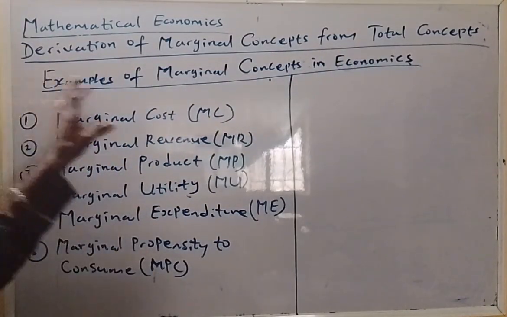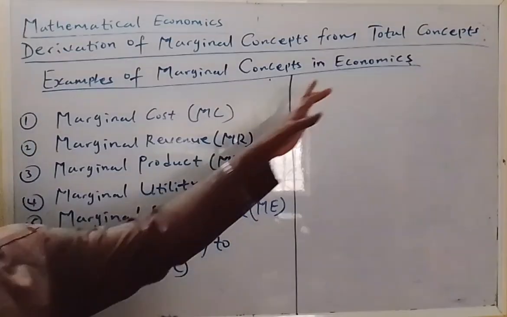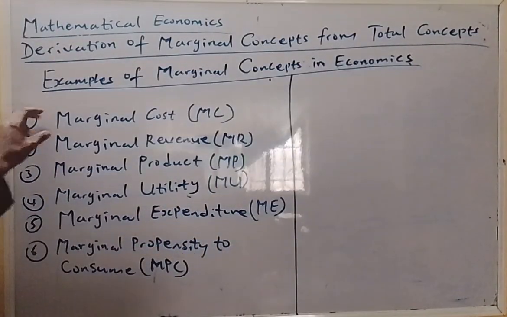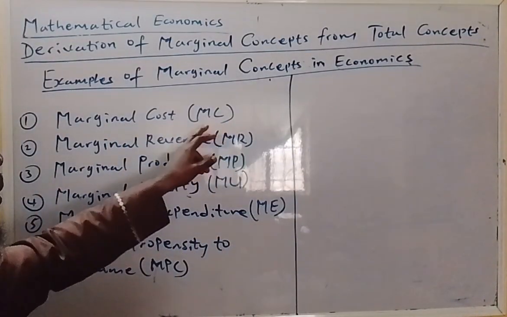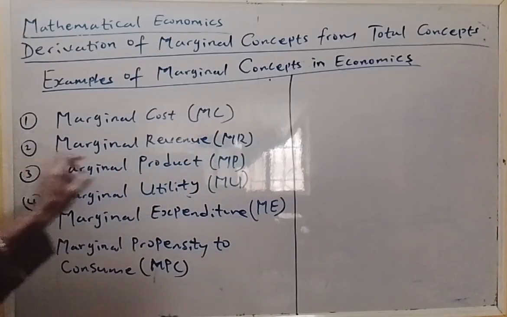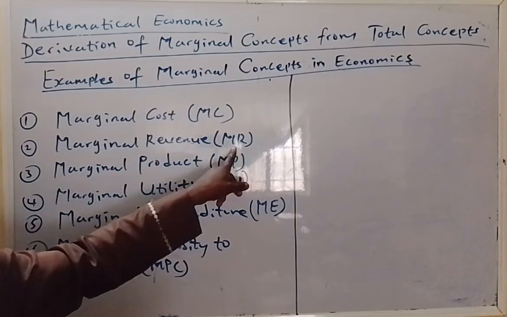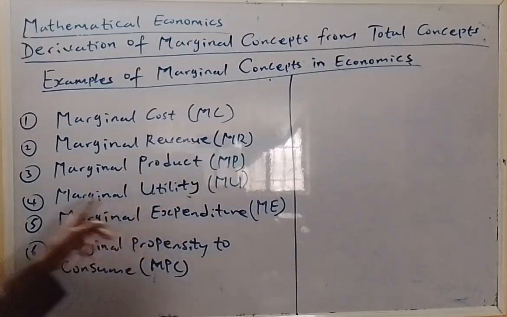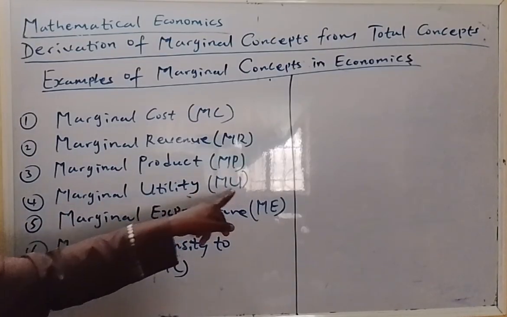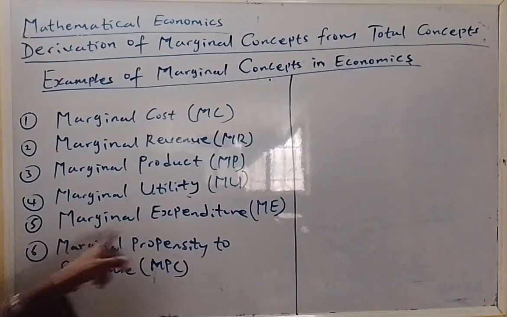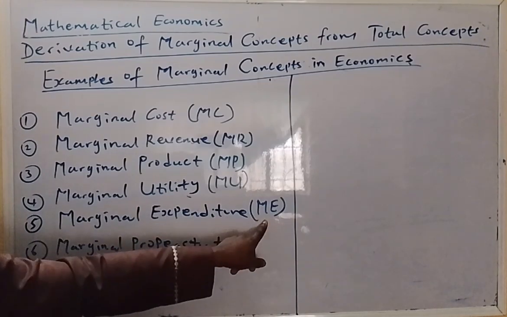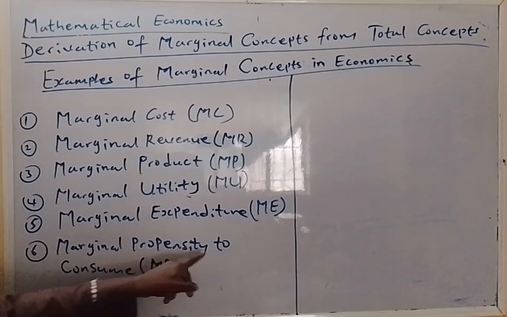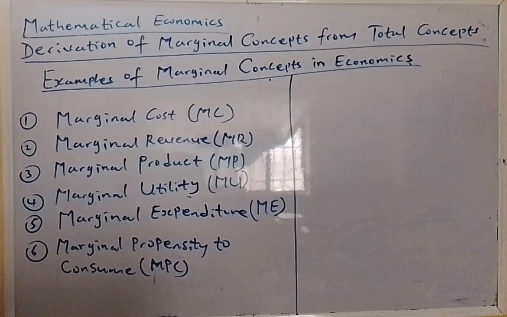So, here are examples of marginal concepts in economics. We have marginal cost, that is MC. We have marginal revenue, MR. We have marginal product, MP. We have marginal utility, MU. We have marginal expenditure, ME. We have marginal propensity to consume, MPC.